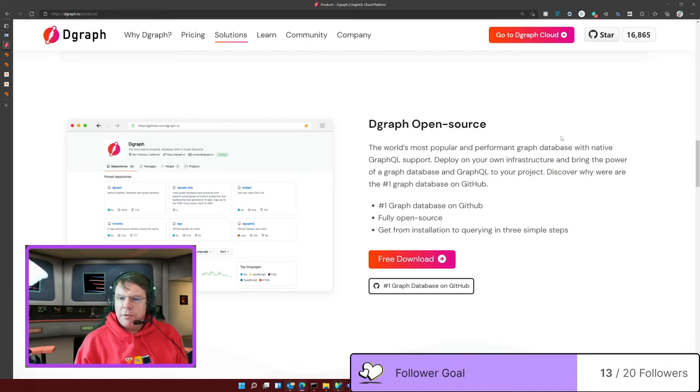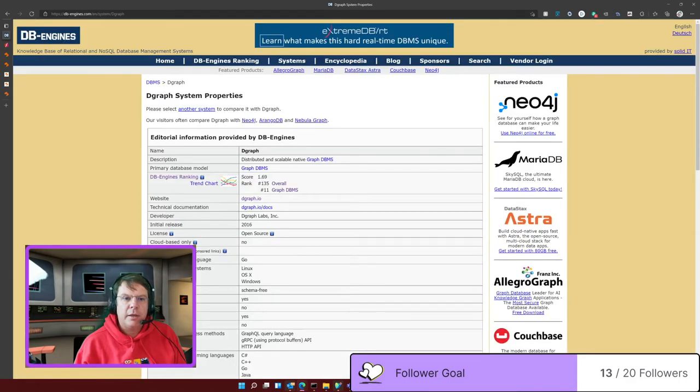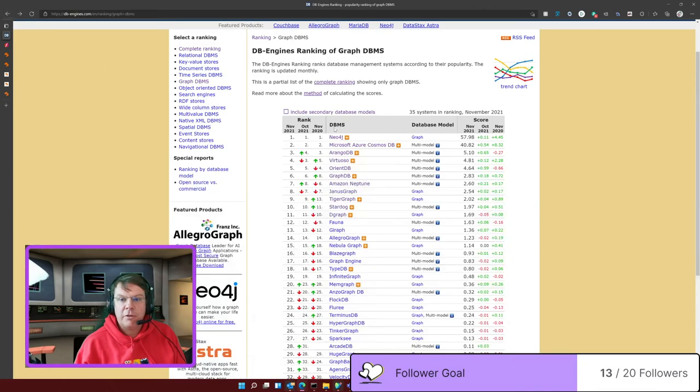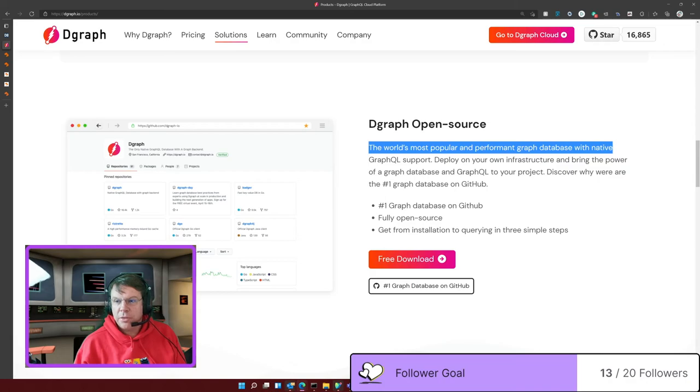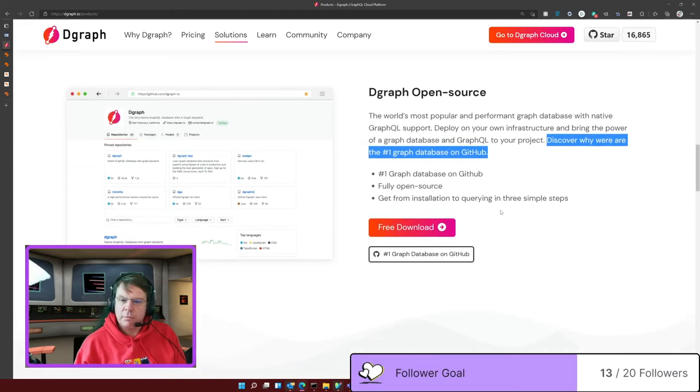World's most popular graph database. Well, that's interesting. If you stop the sentence there, it's clearly not true because we just came from GraphDB and it's just not the world's most popular graph database. That would be Neo4j. Maybe if you say with native GraphQL support, it becomes the most popular, I wouldn't really know. Number one, again, I don't know how true that really is, but I'm also not that interested.